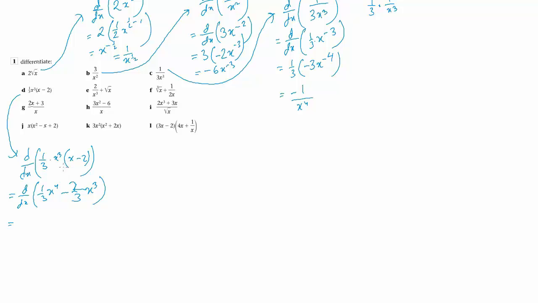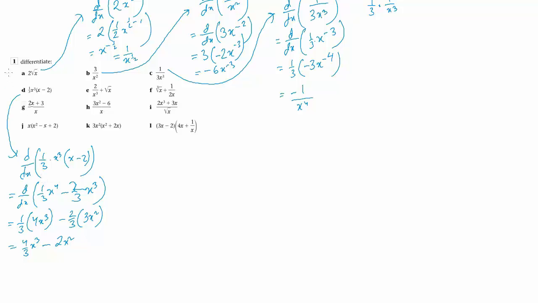To simplify means to add, subtract, multiply, divide. So 1 by 3 is the constant, and we can differentiate x to the power 4 as 4x cubed. Minus, now 2 by 3 is the constant. We can differentiate x cubed as 3x squared. To simplify this, we get 4 by 3 x cubed minus, this 3 and this 3 cancel, 2x squared. So that's the derivative.